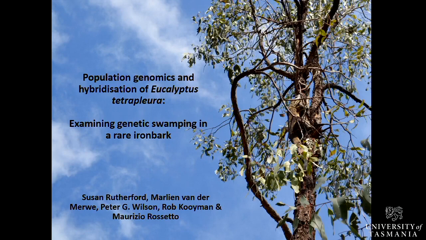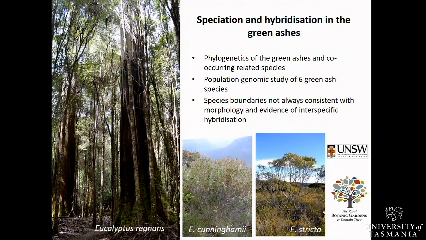So I'm going to be talking about managing the risk of genetic swamping in a rare and restricted tree using genomics. I've been working on eucalypts for a little while, and I did my PhD on the green ash eucalypts. As I was writing up my thesis, my supervisor from the gardens came to me and said, "Do you want to work on a project on hybridisation in Eucalyptus tetrapleura and other ironbarks?" And absolutely loving eucalypts, I of course said yes. So I ended up starting to work on that.